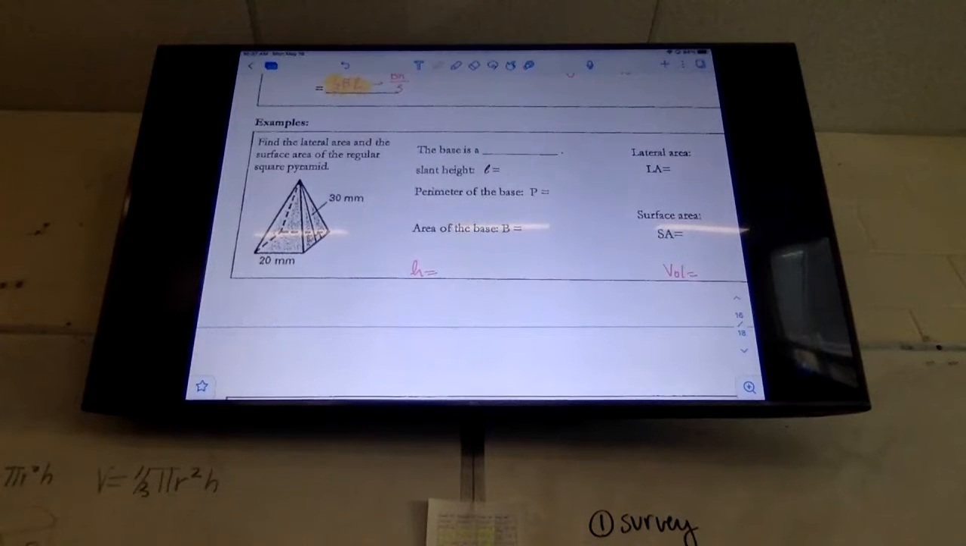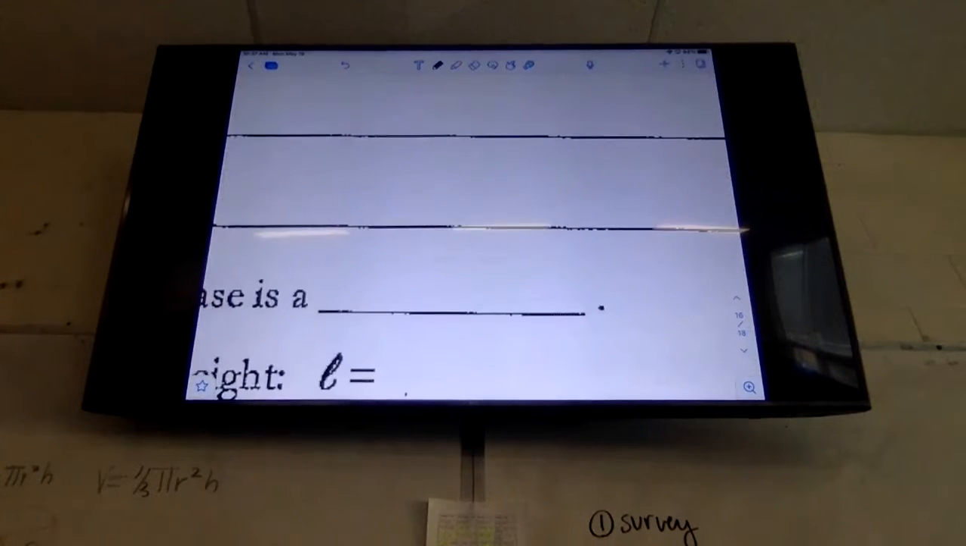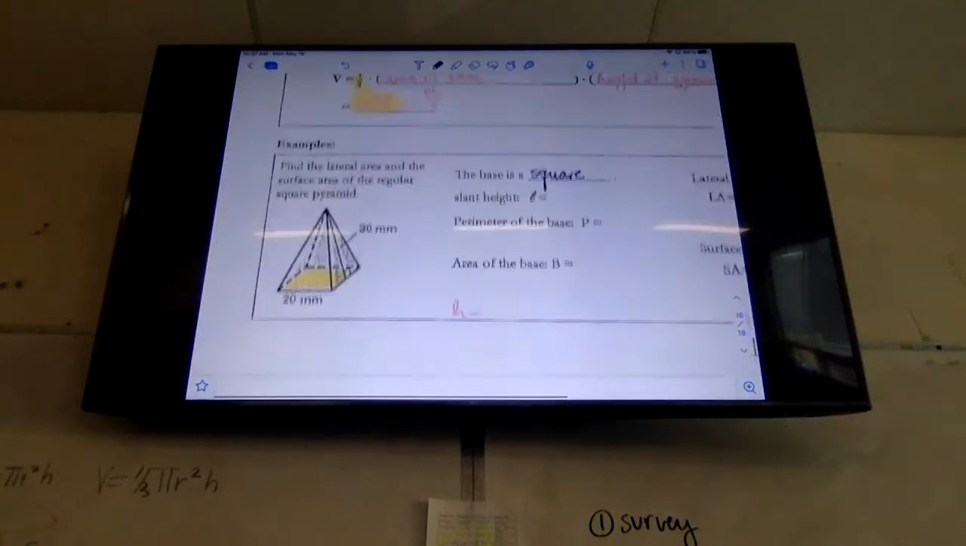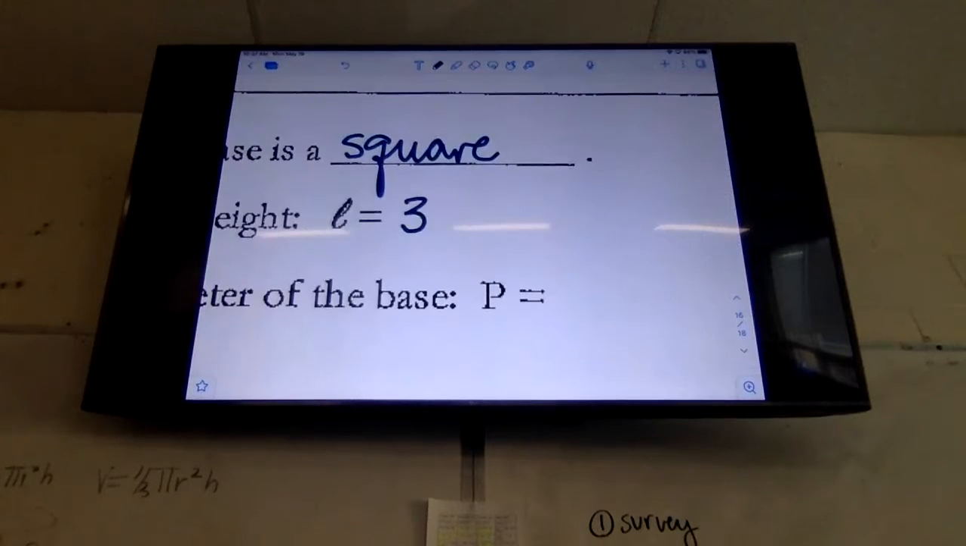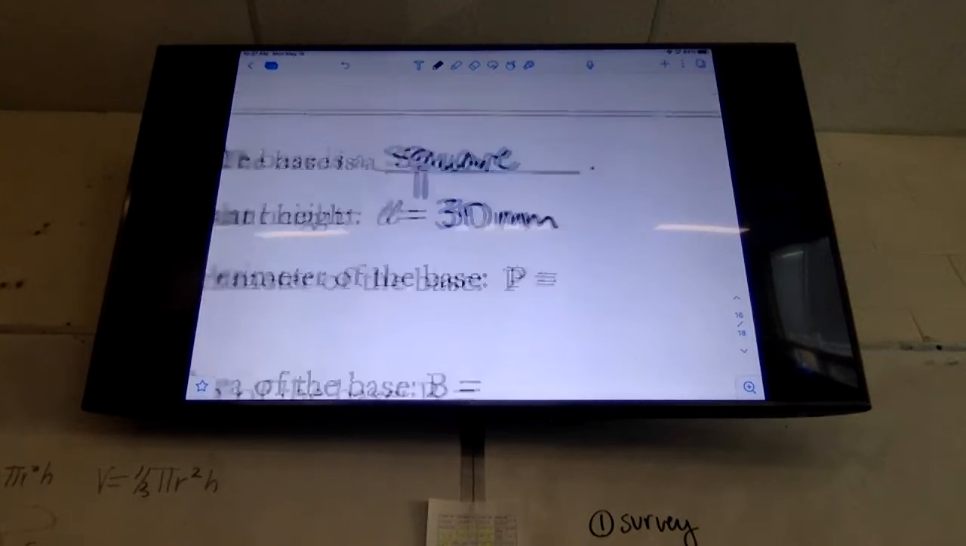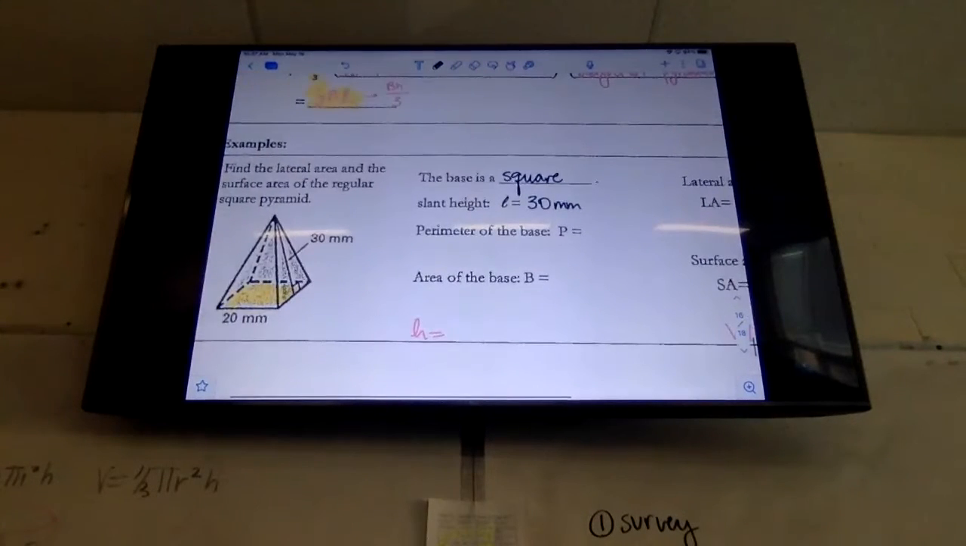Okay, first things first, what kind of shape is this base? A square, good. I gave you your L. What's your slant height? 30, good. Let's throw some units on the end, 30 millimeters. Oh, so it's just given. That one's given. We will have to find the height in a second, but that slant height was just given to us.